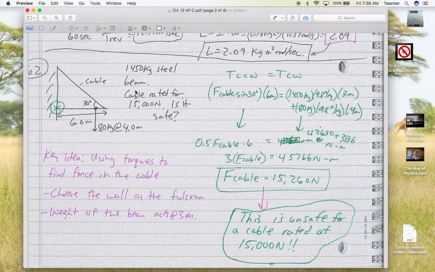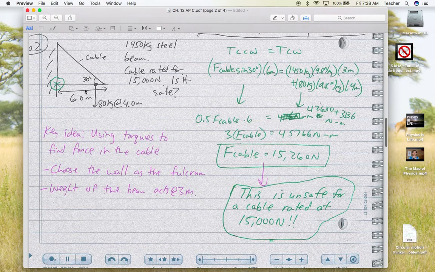So in this case, I'm looking at clockwise torque equals counterclockwise torque. The beam is 1,450 kilograms. So I'm going to assume that that is acting at this particular spot, which is 3 meters, halfway out. So mg times that distance, plus the person who's 80 kilograms is at 4 meters away from the left end, so that's mg times that distance. So I get a total of 45,766 newton meters of torque clockwise.